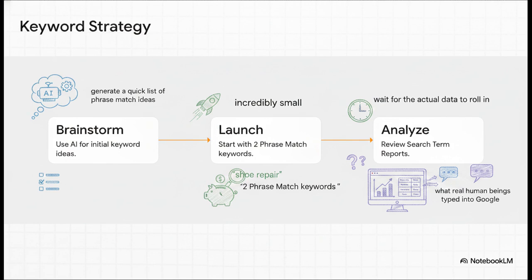First, just ask an AI like ChatGPT to act as a Google Ads expert and give you a quick list of phrase match ideas for your business. Second, don't overload your campaign. Start incredibly small. And third, wait for the actual data to roll in using Google's search term reports. That's going to show you exactly what real, actual human beings typed into Google before clicking your ad.